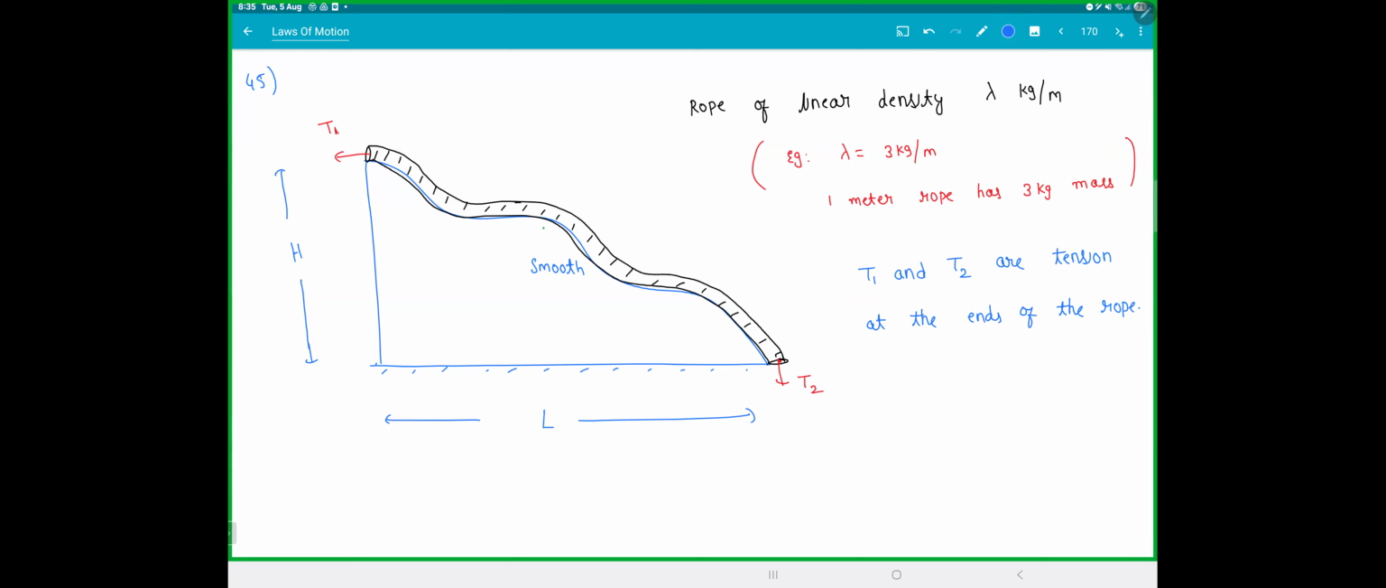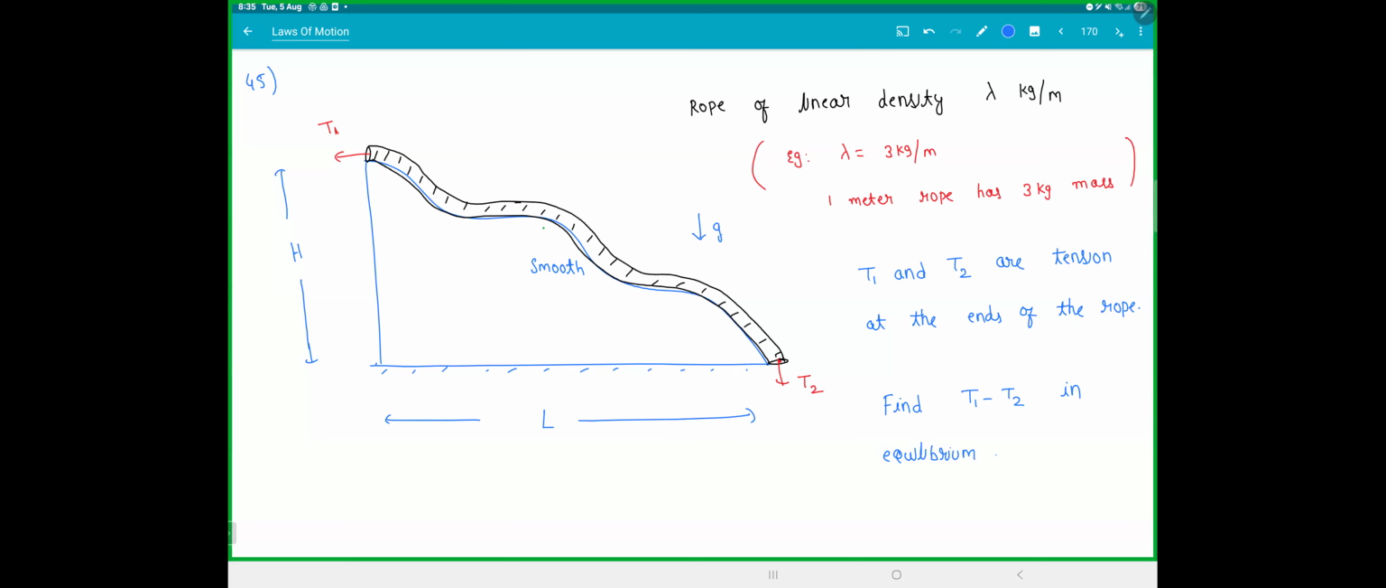Gravity is present. Find T1 minus T2 if the rope is at rest. How do you handle this? This is the first type of model that we are doing, but you'll encounter this thing again as you go on. You will see this again in friction and so on.